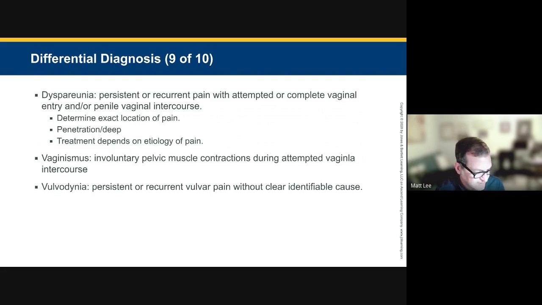Your text doesn't talk about it well, but I'm just going to introduce that term here. Vaginismus is an involuntary contraction of the pelvic muscles during attempted vaginal intercourse. There's a typo here. We'll fix it in a minute. That could be for a variety of reasons. Sometimes it's because of the deep pain.